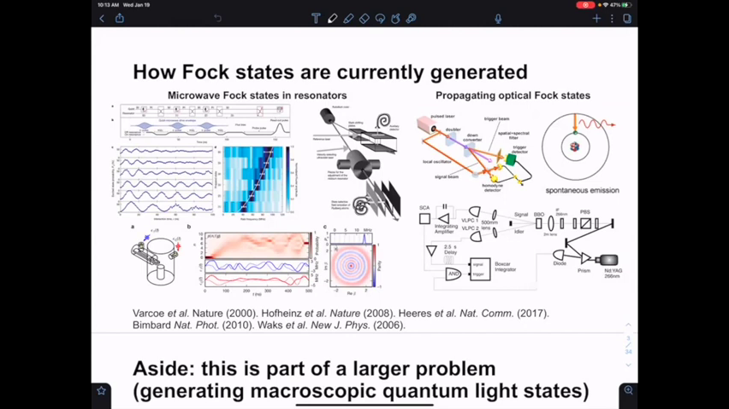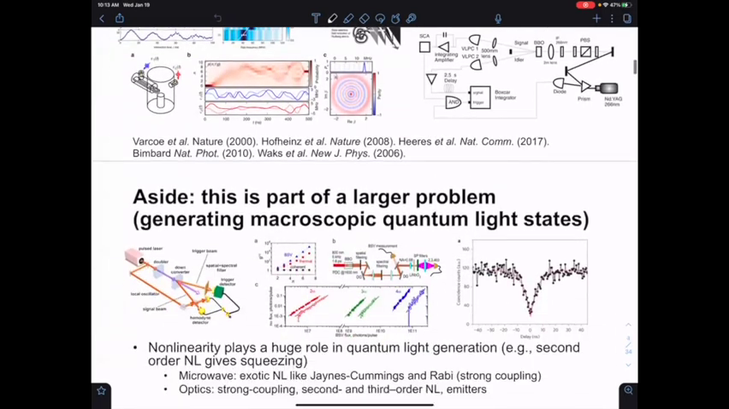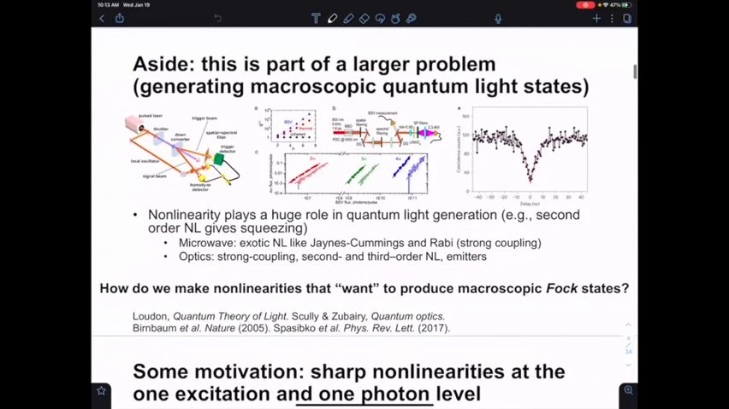You can also produce Fock states by collapsing the system in the number basis and making a number resolved measurement. But under those circumstances, your Fock states are non-deterministic. Sometimes it will have one photon, sometimes it will have three, and the probability that it has more than this is typically quite low. So this problem of generating Fock states, especially in optics, is quite acute. And it's part of a larger problem of how you generate arbitrary quantum mechanical states of light at macroscopic scales.